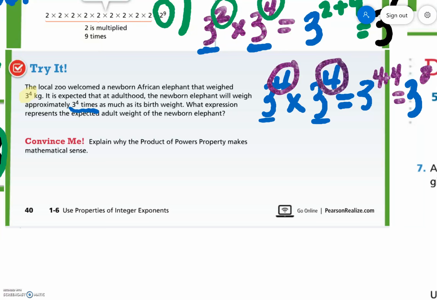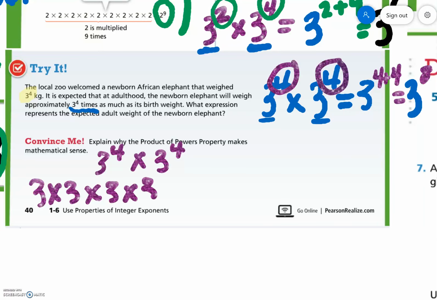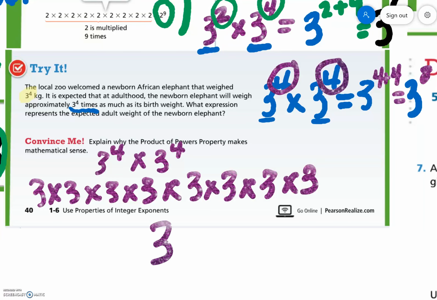Explain why the product of power property makes mathematical sense. Well, if we did it out long way, 3 to the 4th times 3 to the 4th. 3 to the 4th is 3 times 3 times 3 times 3. So that would be there. Times, again, another 3 to the 4th. 3 times 3 times 3 times 3. So how many total 3's do we have here? Count them. 1, 2, 3, 4, 5, 6, 7, 8. So it should be 3 to the 8th power.